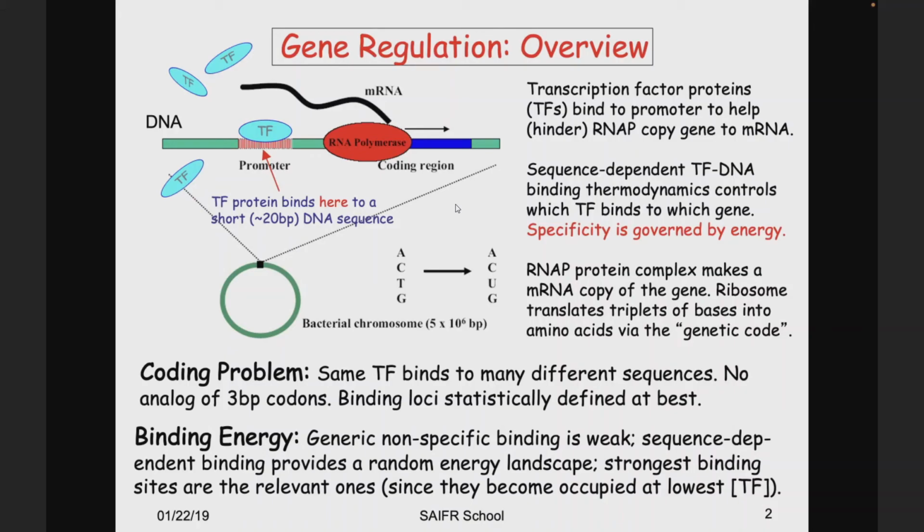For example, it might be the gene for the surface receptor that can actually grab onto the sugar molecule and bring it into the cell. All right, so the transcription factor proteins bind to the promoter to help or hinder, as the case may be, the polymerase copying the gene to message.